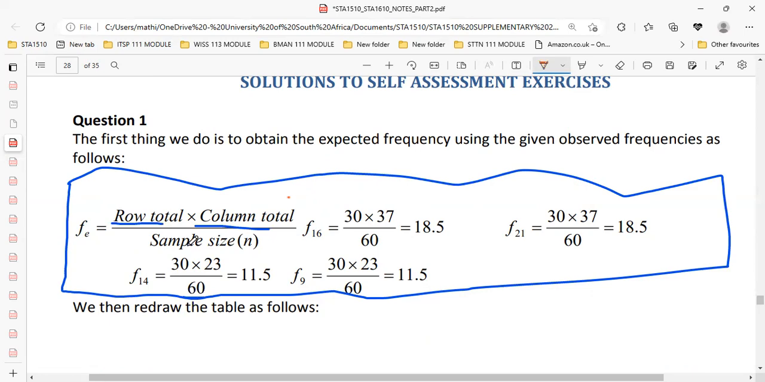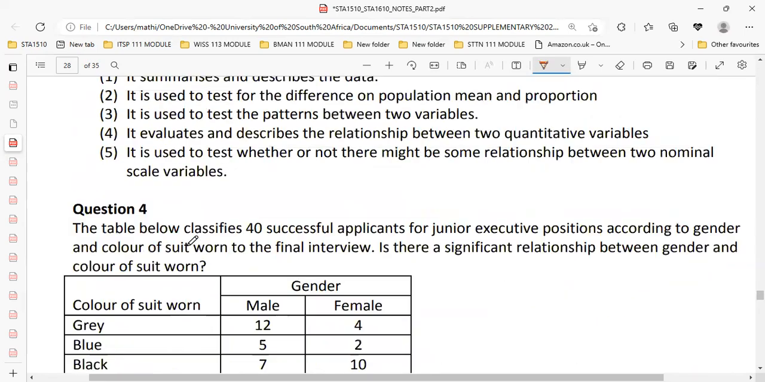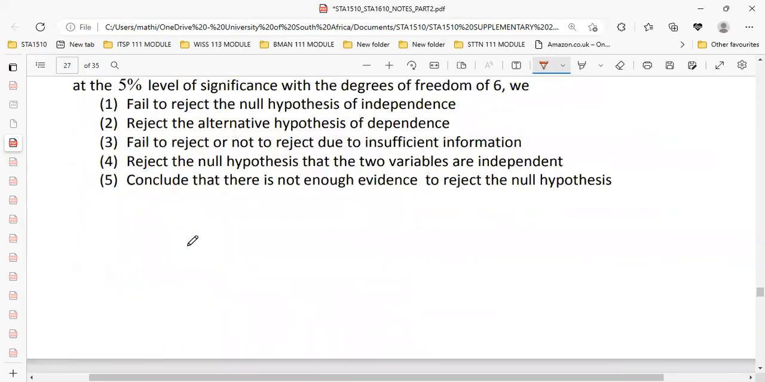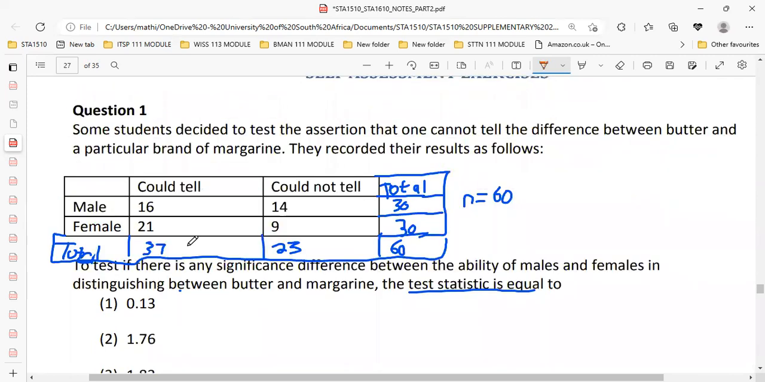You see now, let us start. Remember, we start by calculating expected frequency by using which formula? Expected frequency is equal to row total multiplied by column total. When you look at this part here, it's our what? This part here is our column total.